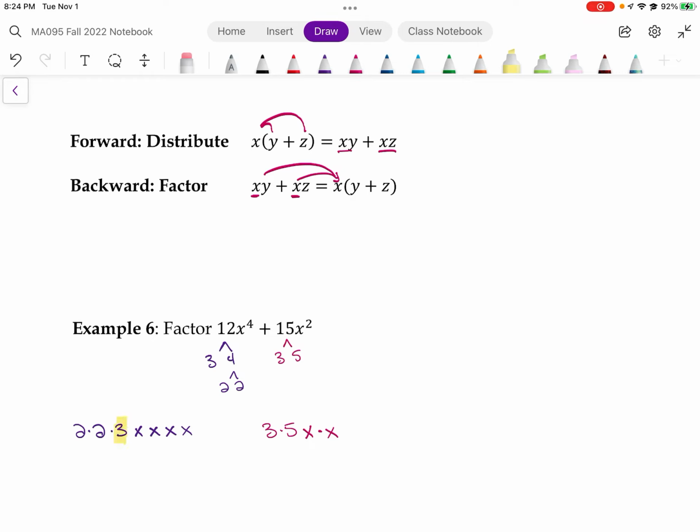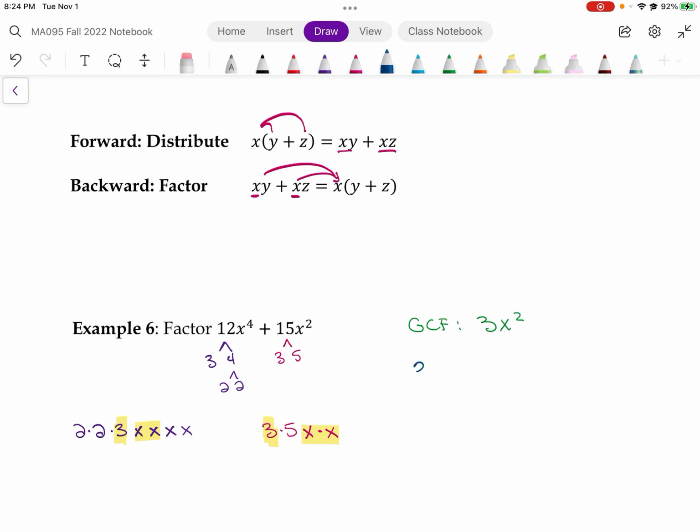In the purple one, we've got a 3. In the pink one, we've got a 3. In the purple one, we've got 2 x's. In the pink one, we've got 2 x's. So those are the things that are in common. The greatest common factor is going to be 3x squared. That is what we're going to pull out front. We're going to pull out the 3x squared.